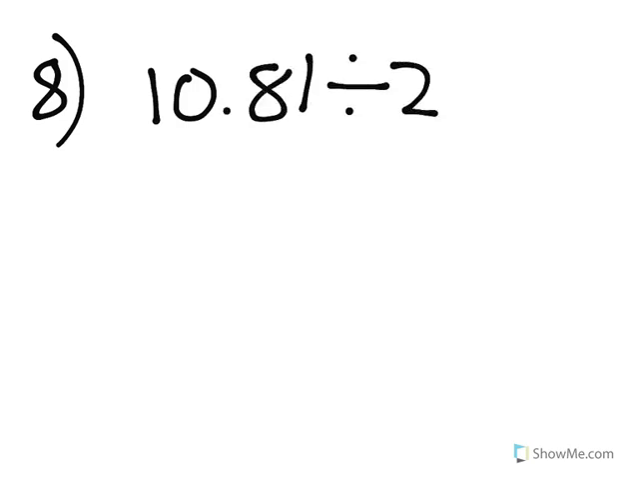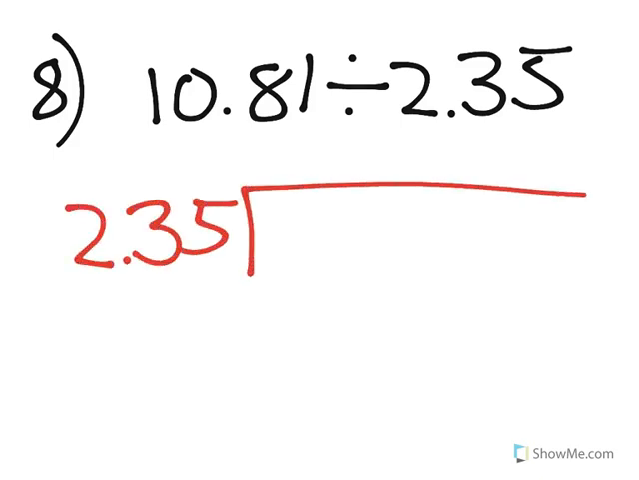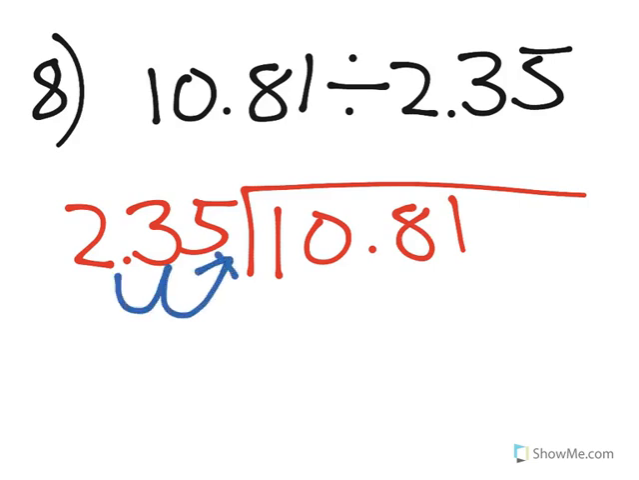And again, number 8 is written on your paper just like this. When I rewrite this, I want to put the 2 and 35 hundredths as my divisor, the 10 and 81 hundredths as my dividend. Remember, I have to move my decimal 2 places to the right in my divisor, so I move it 2 places to the right in my dividend, and then I move it straight up to my quotient.